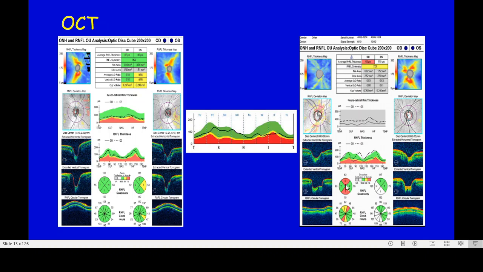So you can see the superior and inferior quadrant maps over here. They are in red, so this is suggestive of glaucoma. On the right side, you can see the left side is absolutely normal. All of it is falling in the green area, but in the right eye, it is reaching up to the red zone. So these are the OCT maps that we get with glaucomatous changes. So these are the important examination techniques that we employ for the diagnosis of glaucoma.